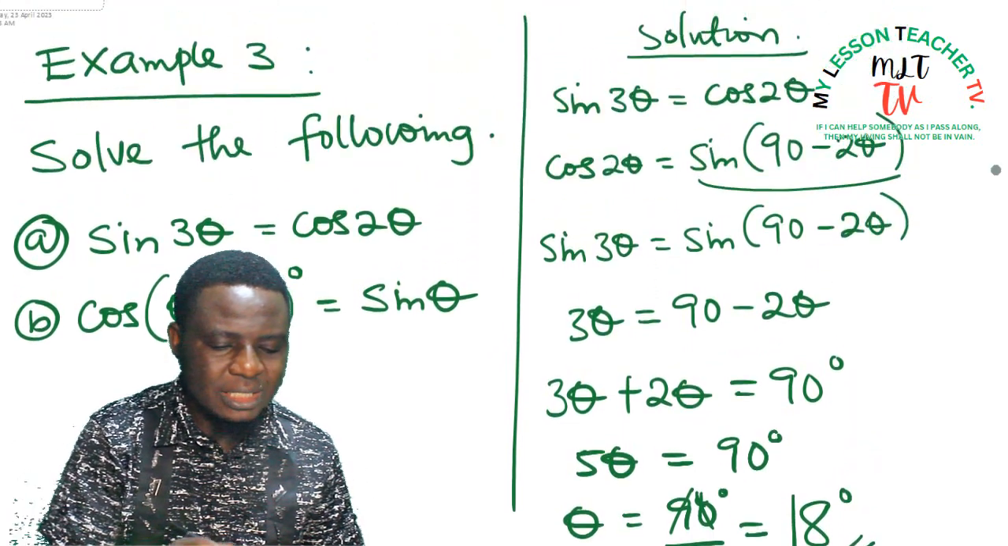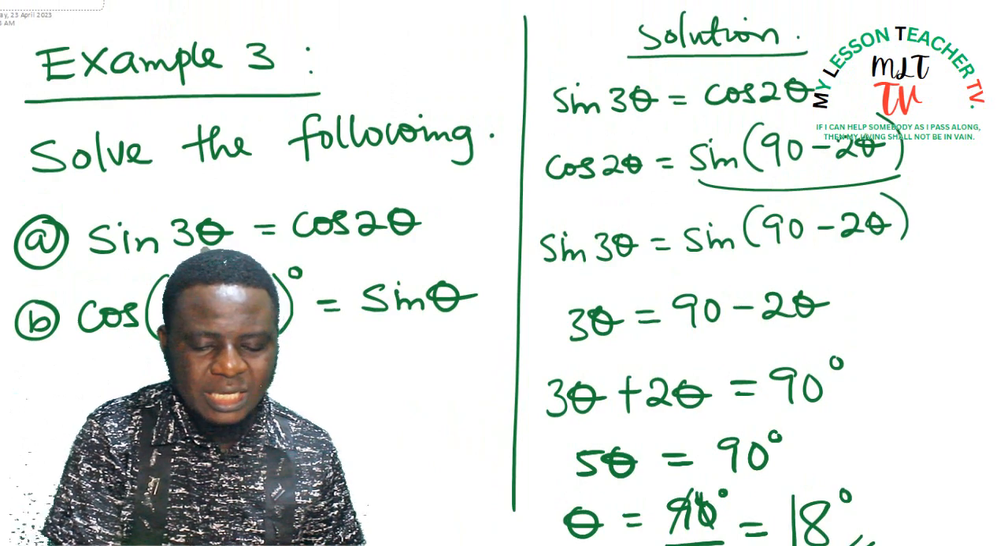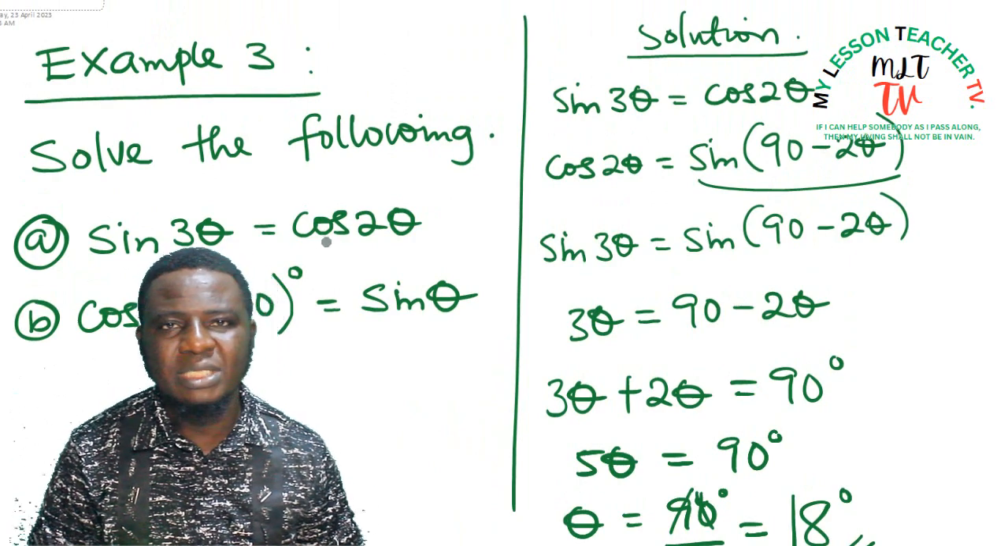What this means is that if you multiply 18 by 3, the sine of it is equal to the cos of 2 times 18.